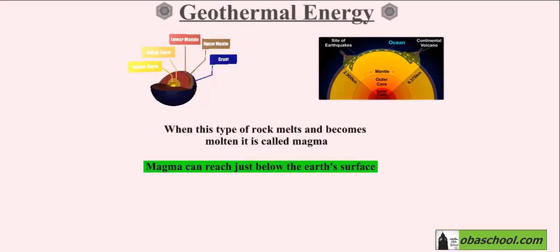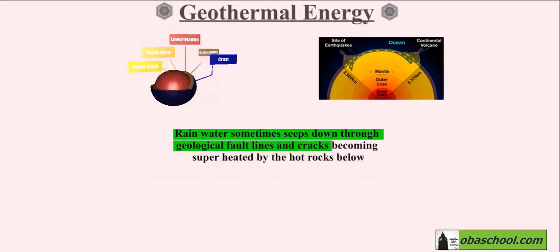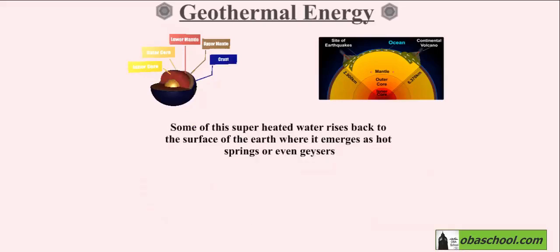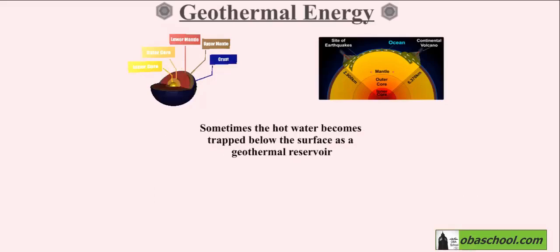Magma can reach just below the Earth's surface. Rainwater sometimes seeps down through geological fault lines and cracks, becoming superheated by the hot rocks below. Some of this superheated water rises back to the surface of the Earth, where it emerges as hot springs or even geysers. Sometimes the hot water becomes trapped below the surface as a geothermal reservoir.